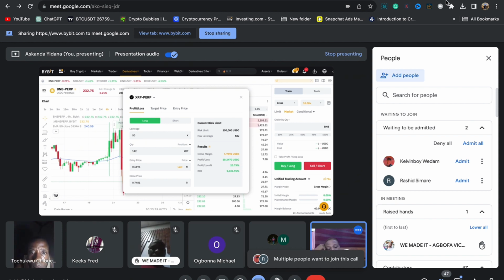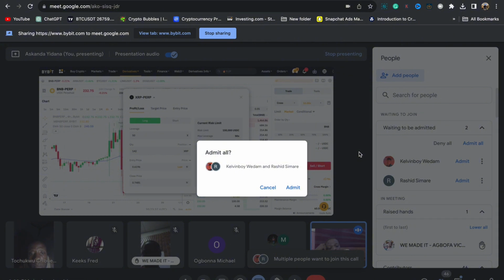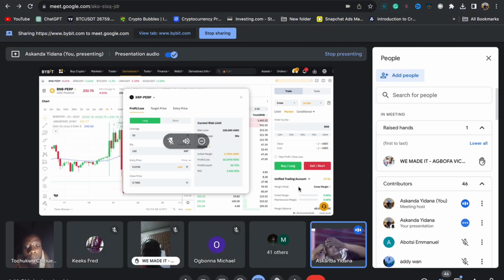This is the position sizing that I've just showed you guys. It's very important you understand this. If not, you'll just be gambling with your money. That's the position size that we just did. It is the risk management that I always use.